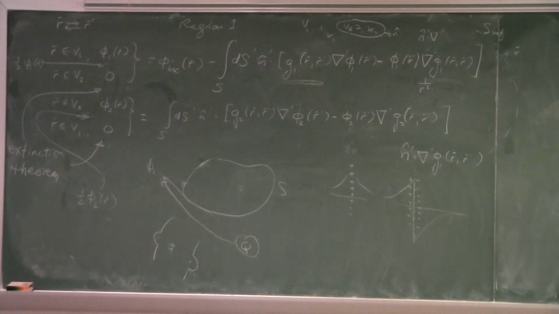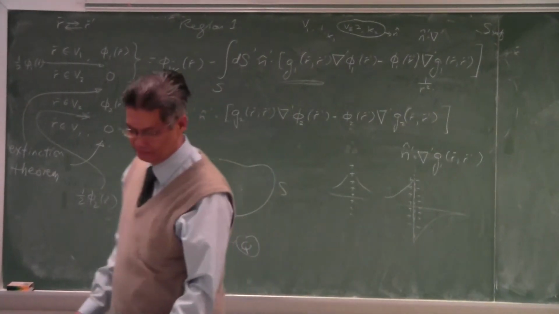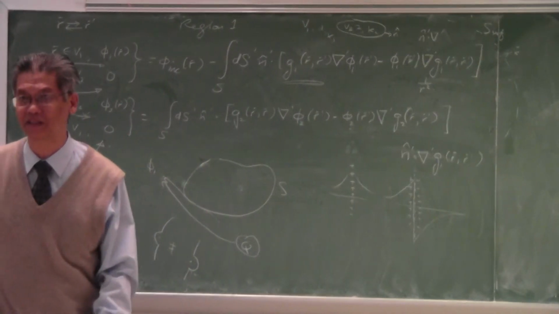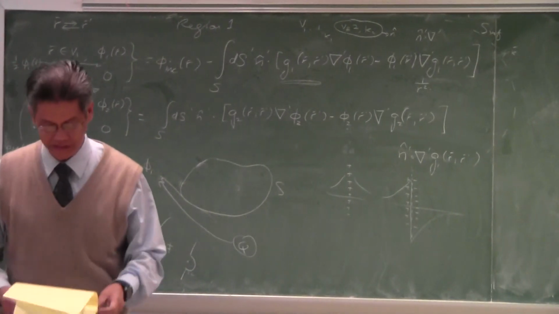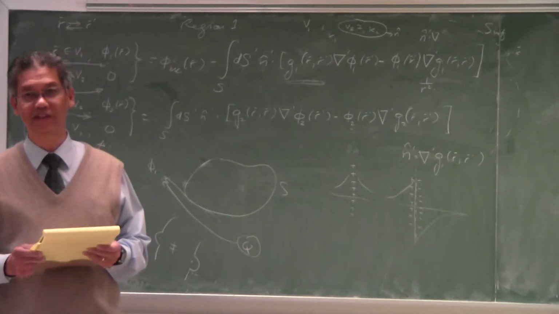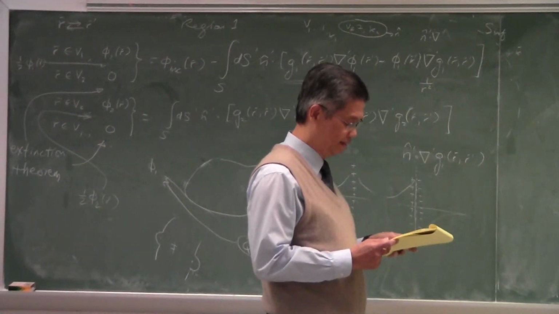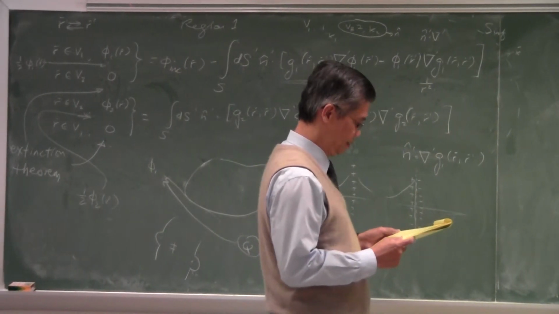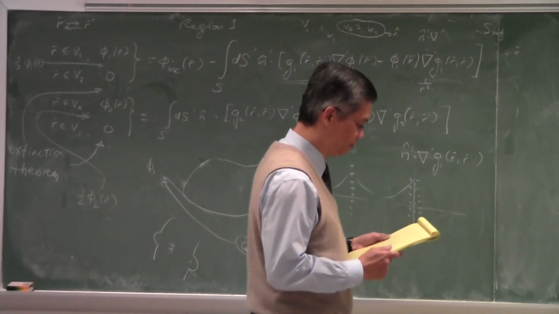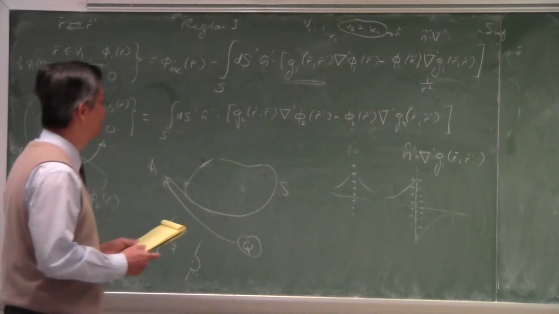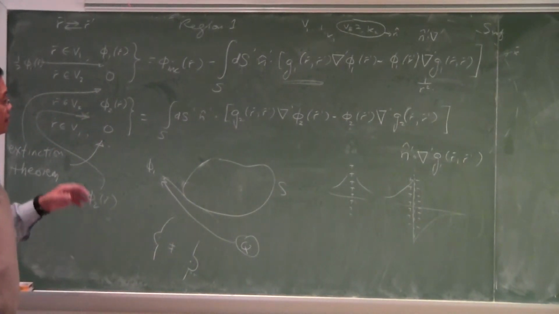So the electromagnetic case is rather complicated. It's written up in my textbook, but the idea is actually very similar. You go through using the vector Green's theorem, and then you solve the problem. But before I go on to the electromagnetic case, let me say one more thing.